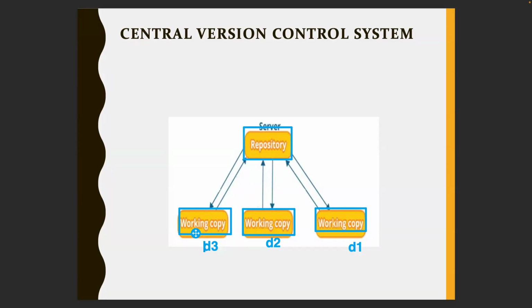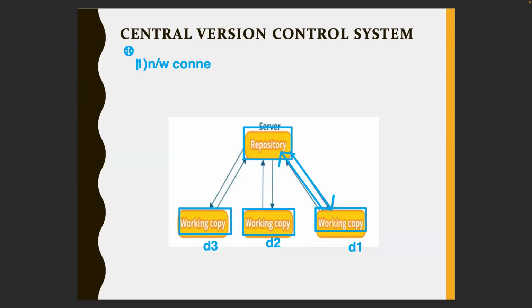Once they make their changes, they'll push their changes to the remote. That's how it works. They will pull the changes to their local, make the changes and put it back. Right? This is the simple architecture of a centralized version control system. The challenge is network connectivity.